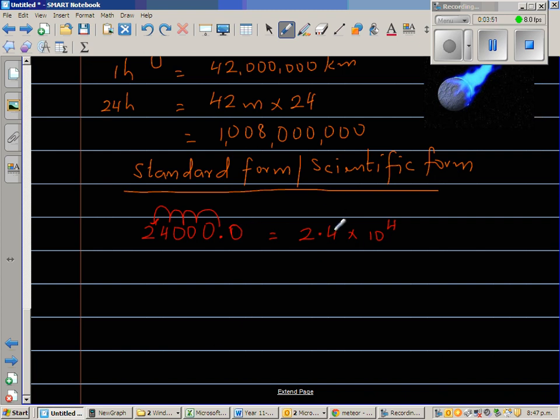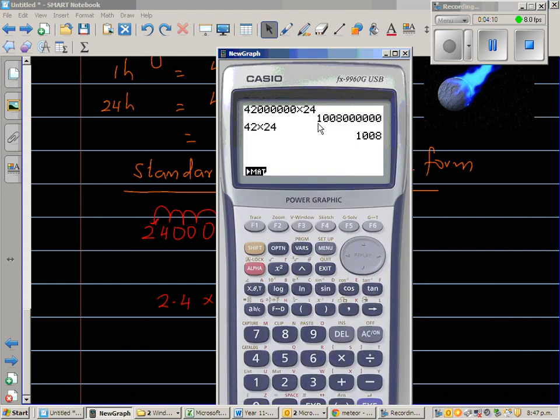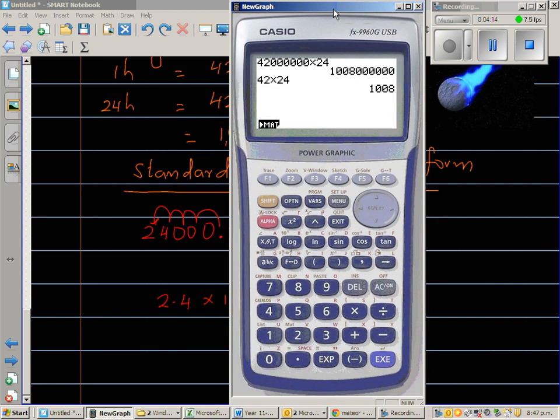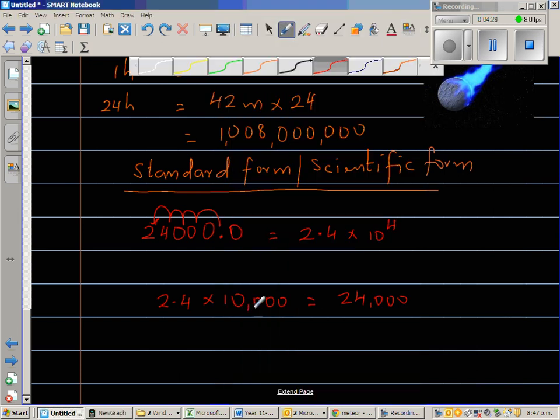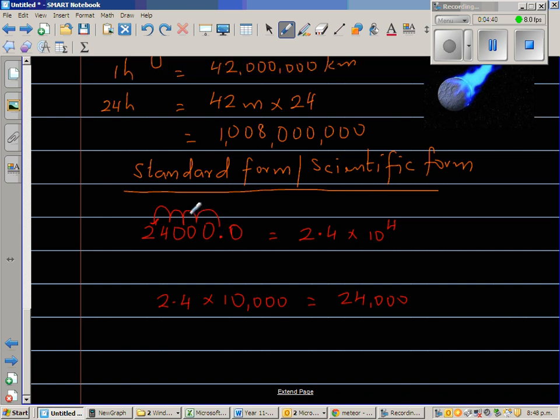I'll show this on a calculator. If you want to understand the logic, 2.4 times 10,000 gives you 24,000. And 10,000 as a power of 10 is 10 to the power 4. That's why 24,000 is 2.4 times 10 to the power 4. This is how I remember it: the decimal point has moved 1, 2, 3, 4 places to the left, so you raise it by a positive number.